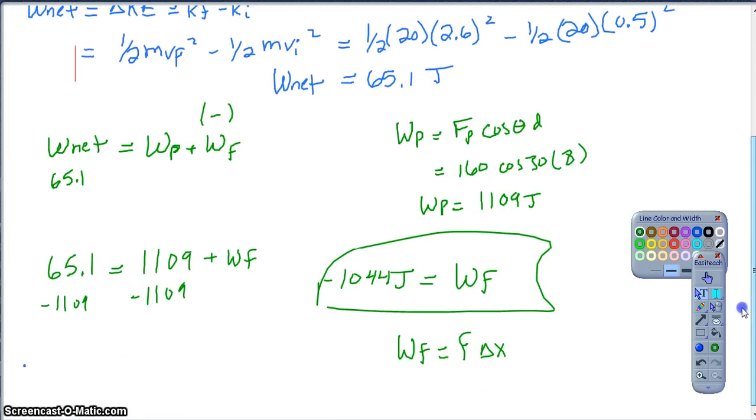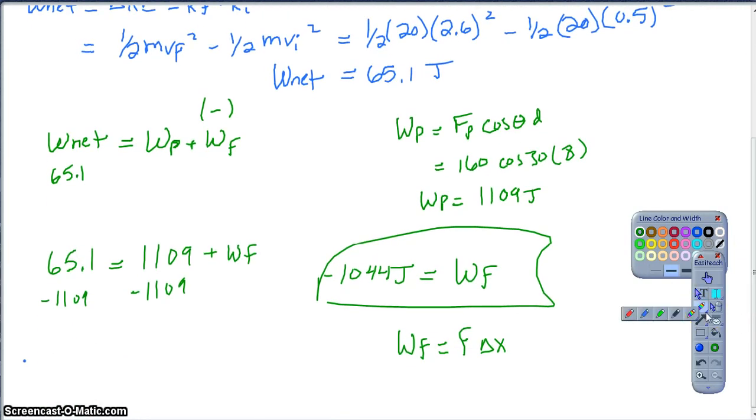What if instead of asking you to find the work, I had asked you, what is the coefficient of friction? Well, you know this was the work done by friction. You know the displacement, so you can find the force of friction, and then from the force of friction and the normal force and the force of P, you could then find the coefficient of friction. So I would expect you to be able to do that too if you needed to. And maybe if you want to review as we get closer to the test, it wouldn't be a bad idea to practice that just to make sure you can find the coefficient of friction if needed.